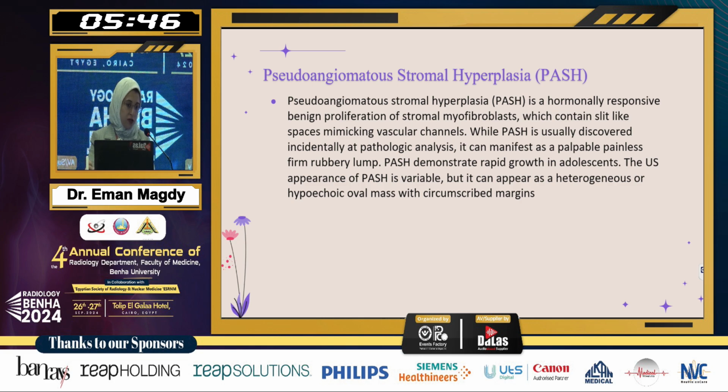PASH is a hormonally responsive benign proliferation of stromal myofibroblasts, which contains slit-like spaces mimicking vascular channels. While PASH is usually discovered incidentally at pathologic analysis, it can manifest as a palpable painless firm rubbery lump. PASH demonstrates rapid growth in adolescents. Ultrasound appearance is variable, but it can appear as a heterogeneous or hypoechoic oval mass with circumscribed margin.